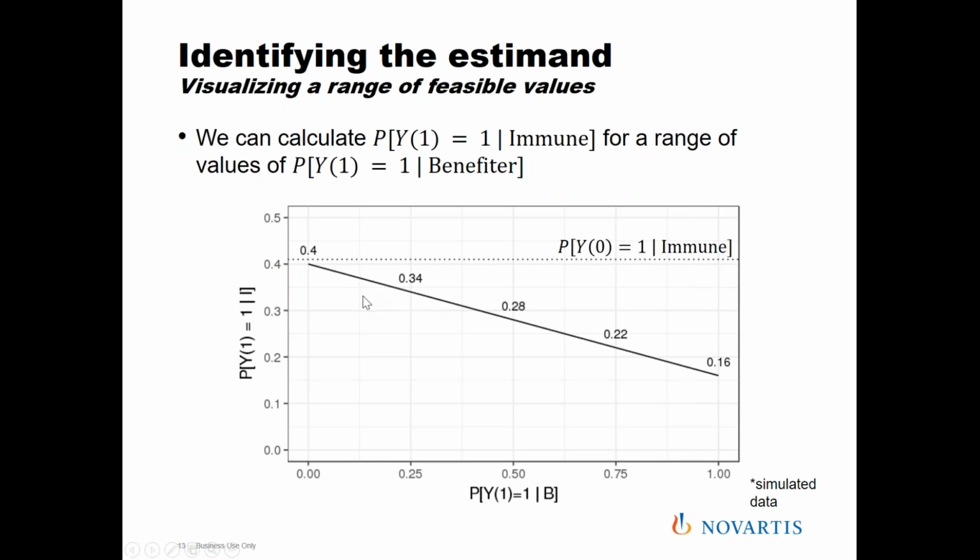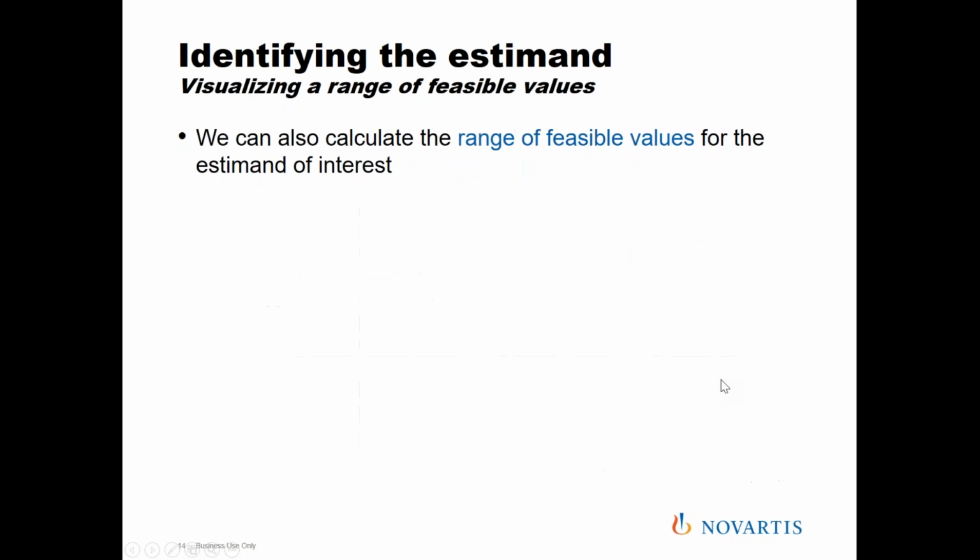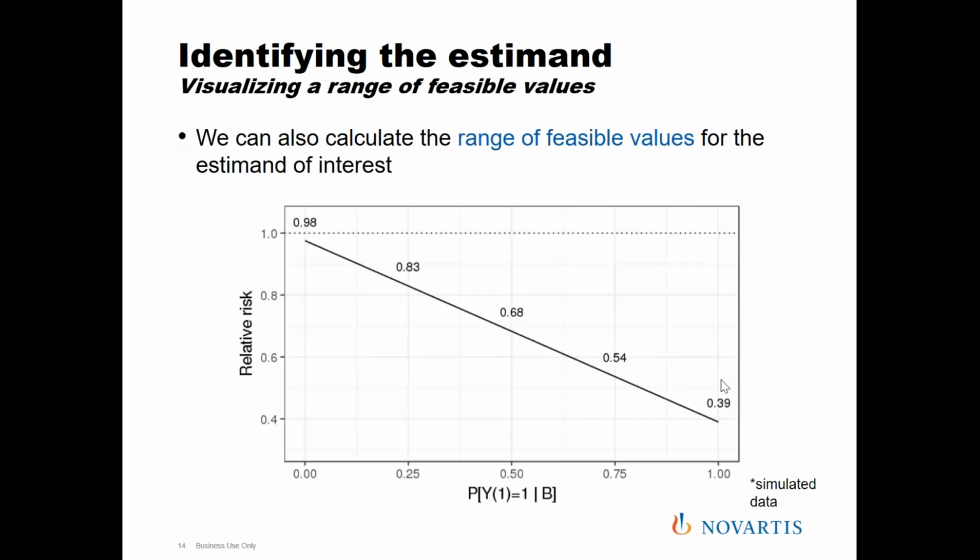We know the slope was negative, and if you draw a reference line to where the denominator of our estimand is, you can see that, well, if this quantity on the x-axis is close to 0, then there is next to no treatment effect in the immune population. If the quantity on the x-axis is large, then there's a fairly substantial treatment effect. You can, of course, just calculate the range of feasible values for the estimand itself. And here I show that. This is based on the same simulated data as the previous slide. And the only change is that the y-axis is now the risk ratio. So moving from almost no treatment effect to a risk ratio of a fairly profound treatment effect.